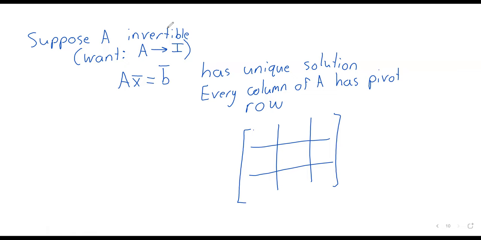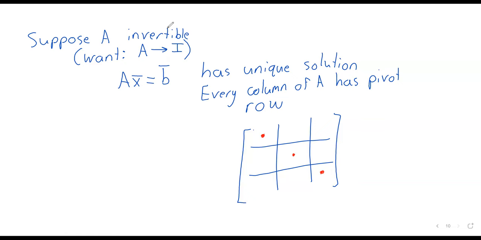Well, the pivots have to go from left to right, because the pivots are the leading entries when we're in row echelon form. And the leading entries in row echelon form go from left to right. So if the pivot in the first row were here, the pivot in the second row would have to be there, and then there would be no space for a pivot in the third row. The only way to fit a pivot into every row and column is if the pivots are down the diagonal.